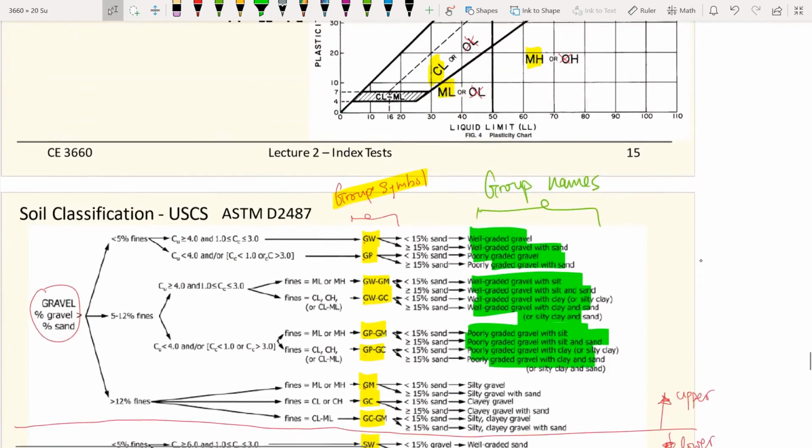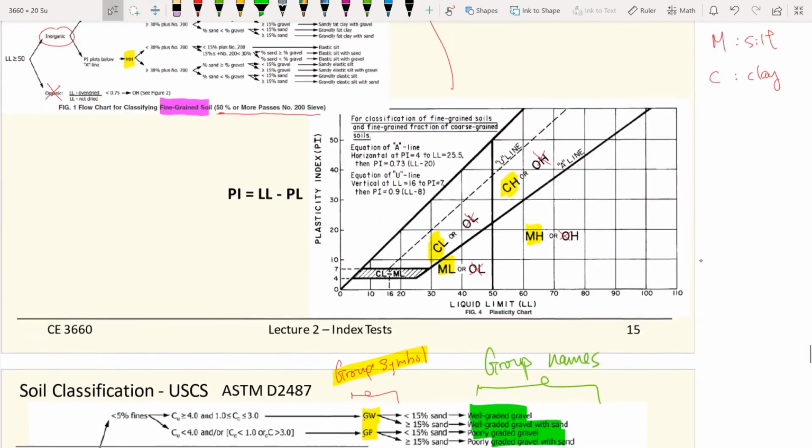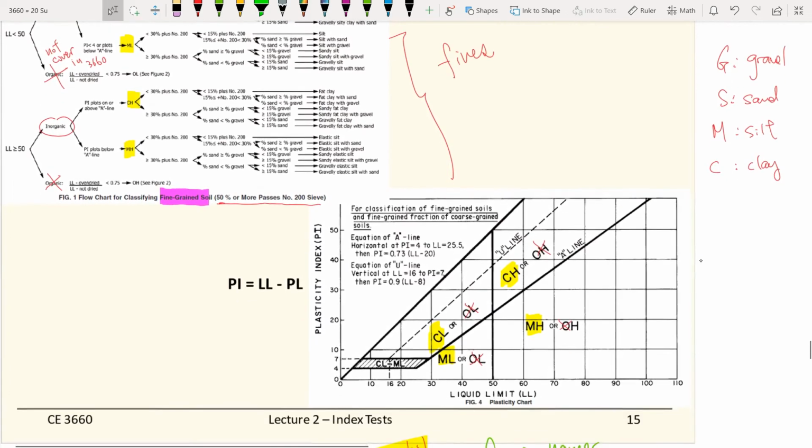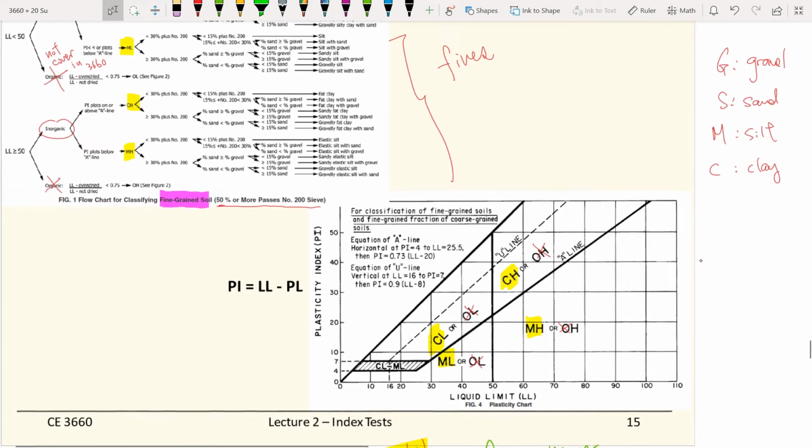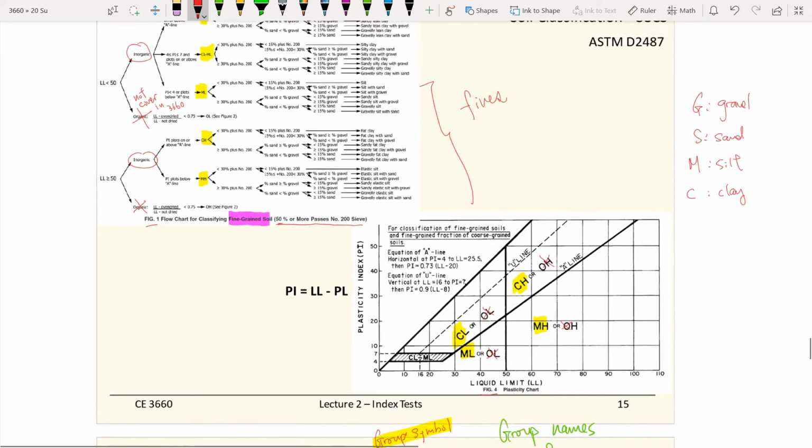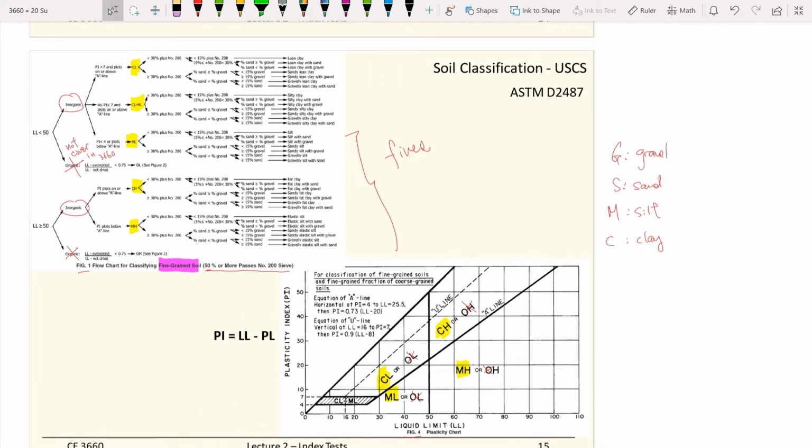Anyway, let's walk through this figure and how we should use it. Another trick is that I grouped figure 1 and figure 4 together because these two figures complement each other. To do the classification, you walk through the logic tree, or flow chart, from left to right. Then you can finish the whole classification: midway you get a group symbol, and at the end you get a group name.